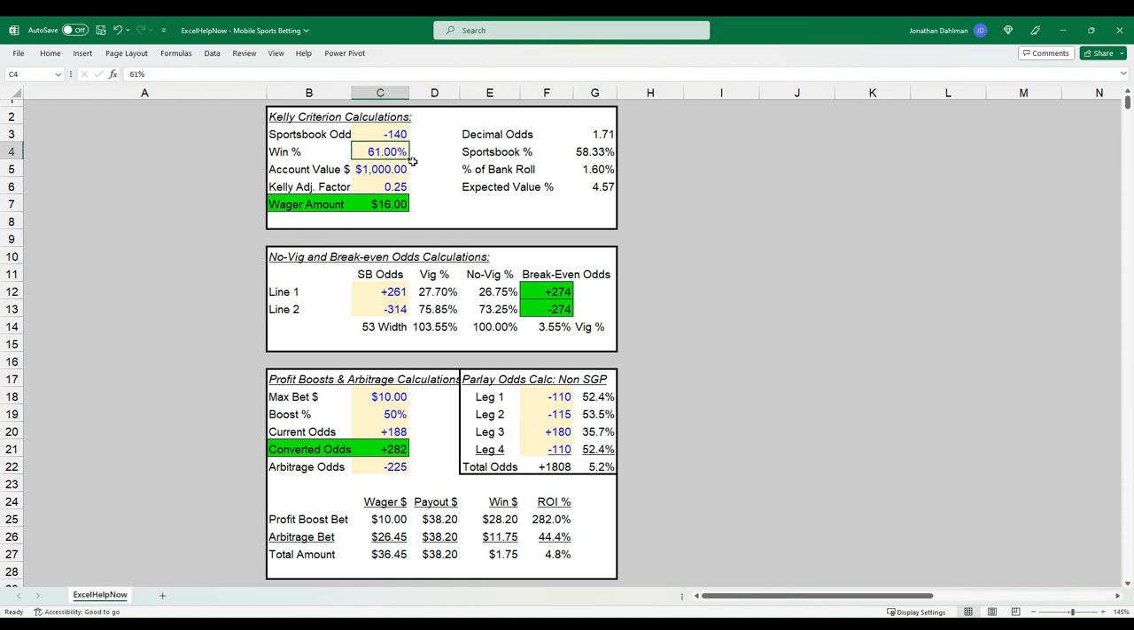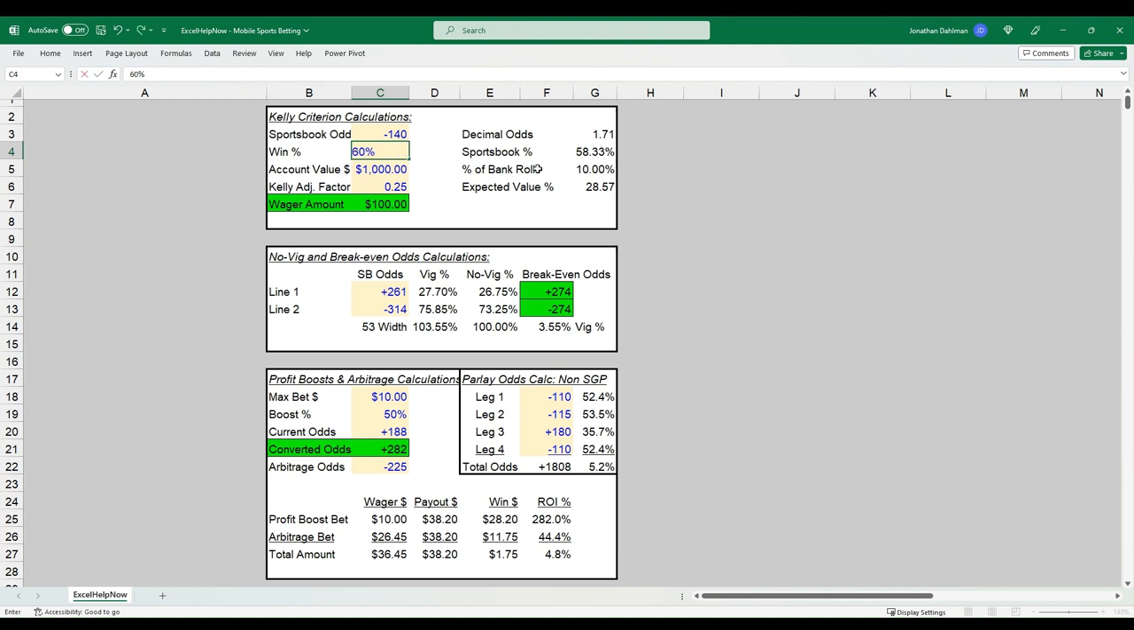You could use ESPN or some other platform that offers in-game win percentages. You could plug that in here. I have 61% plugged in. You can make that 75, and then you could go see what sportsbooks are offering. If you go to DraftKings and say, okay, they're offering minus 140, I think there's actually a 75% chance of the team to win now. With, I have $1,000 account value and a Kelly adjustment factor of 0.25, I know I should wager $100 right now.